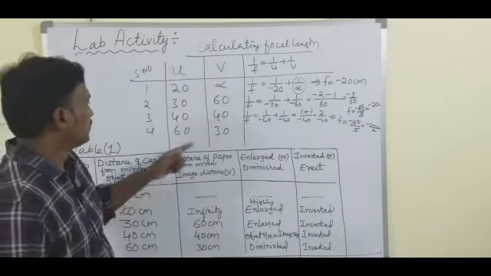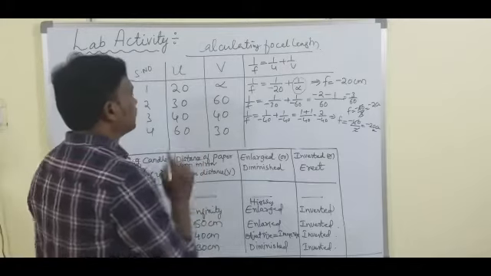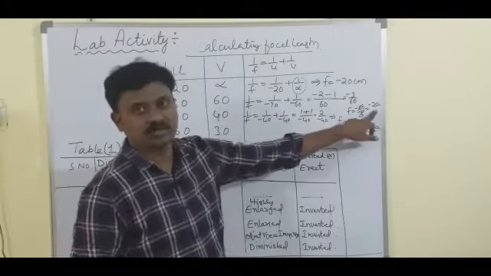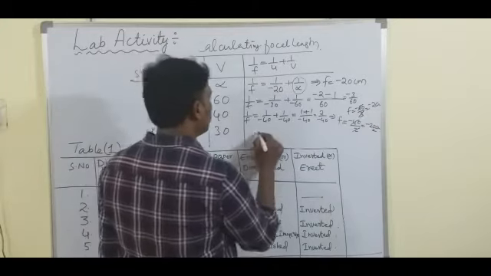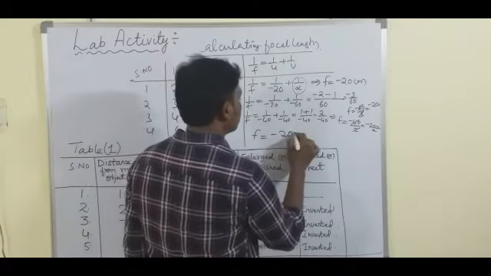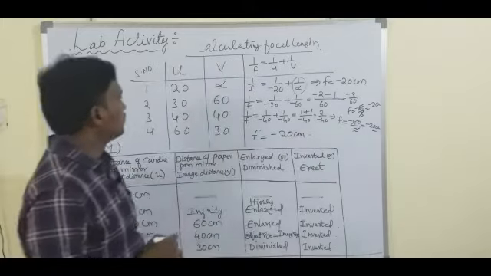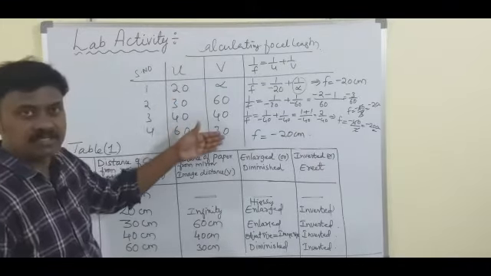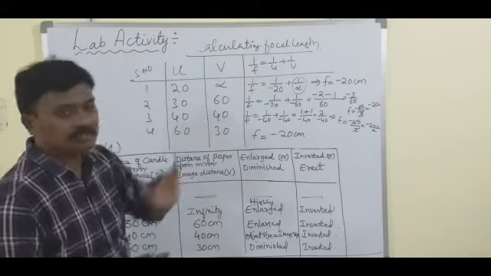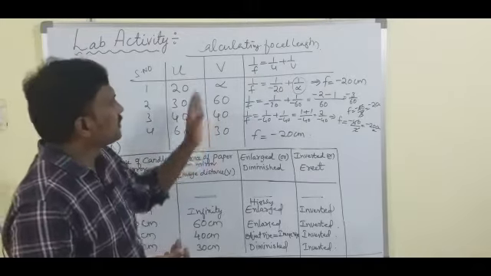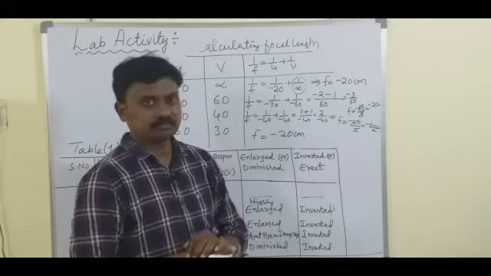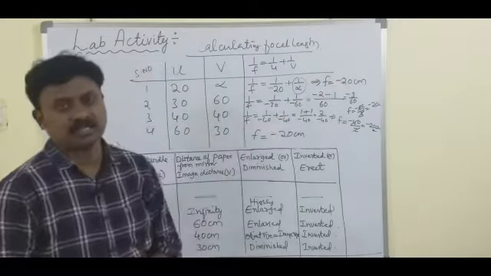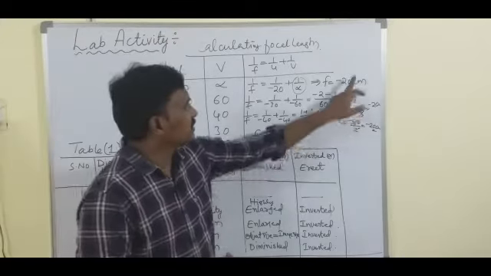Okay, children. And again, 60 and 30. So already we have done here 30 and 60. We already got here minus 20. So here also you are going to get f is equal to minus 20 centimeters. Understood, children? So u was the object distance and v is the image distance. And by applying the mirror formula, we could calculate the focal length. Okay? So as we got the same focal length so many times, we won't always get the same values.